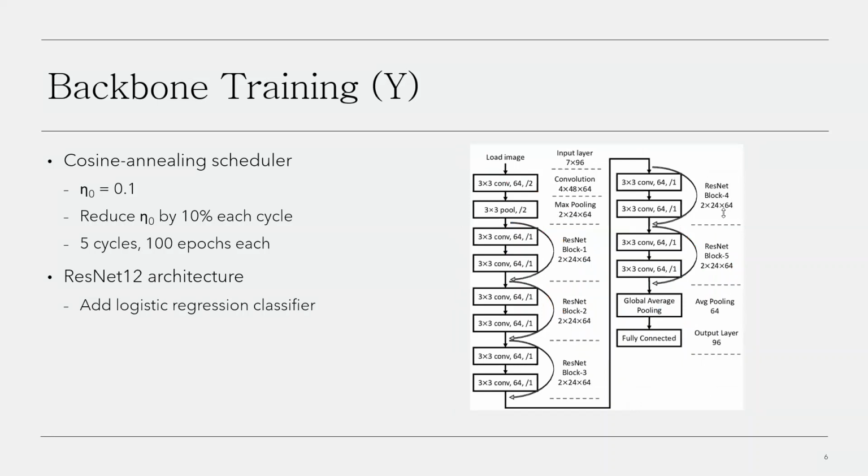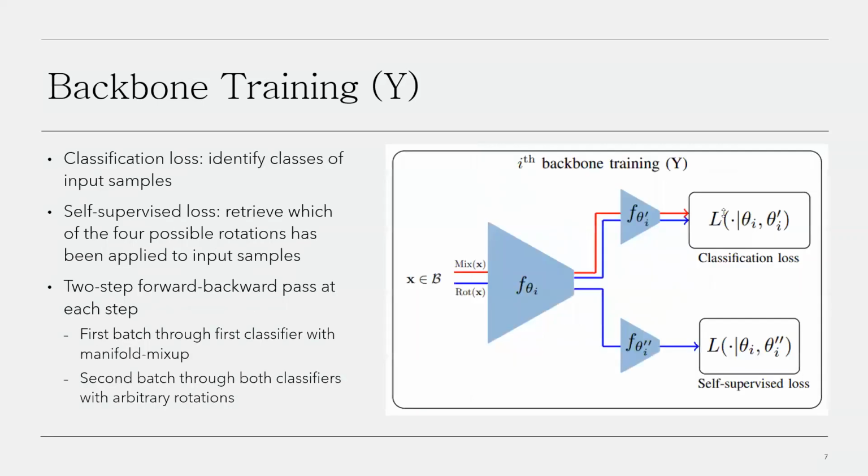So they also used a ResNet 12 architecture, which we can see an example of here on the right. And they kept everything the same, except after the fully connected layer at the output layer, they added a logistic regression classifier. So this is why it's considered a Y, is the shape right here.